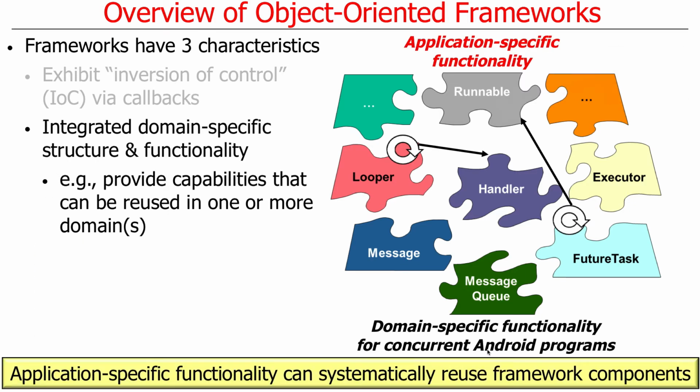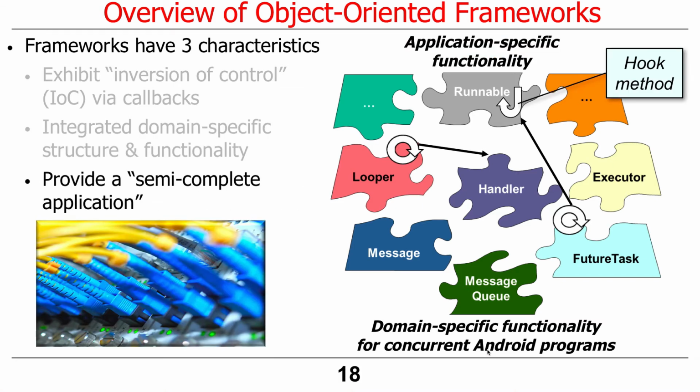So here, these things like messages, message queues, future tasks, executors, handlers, loopers, runnables, etc., they're all part of the domain-specific portion of Android concurrency, and Android provides these frameworks like the HaMeR framework and the AsyncTask framework built out of these components that know how to work together in various ways. And then the third piece of a framework is it provides a so-called semi-complete application. And what that means is you just have to plug in your code and you can leverage all the stuff that comes off the shelf.